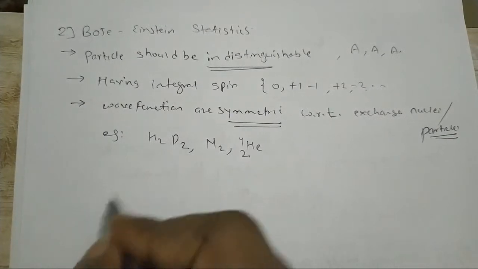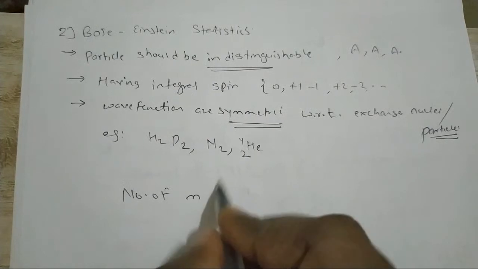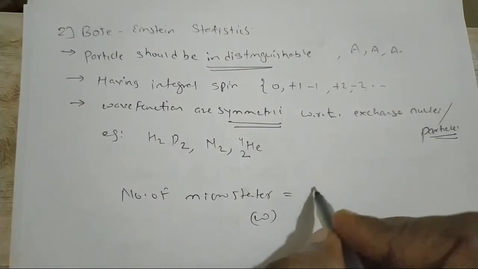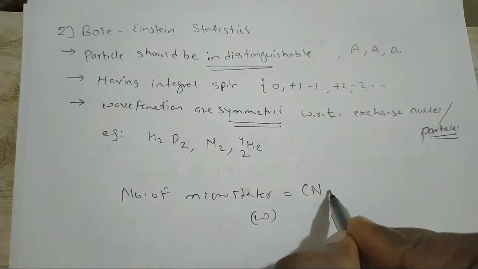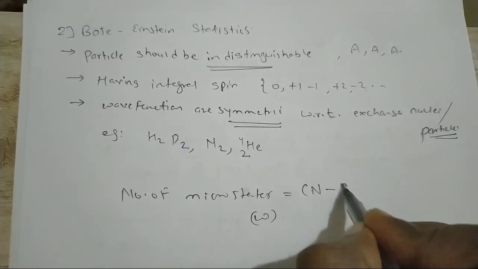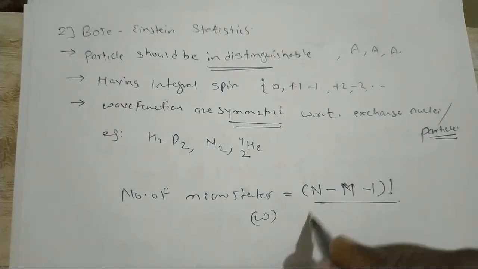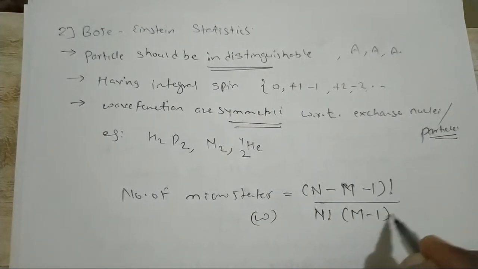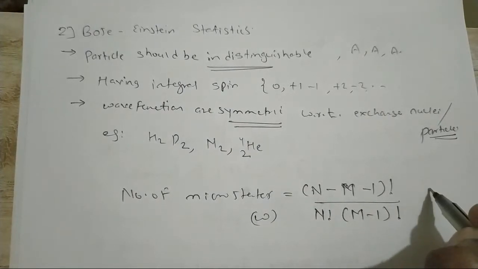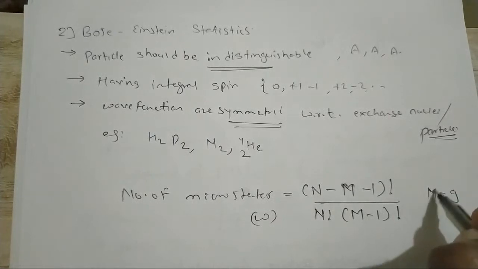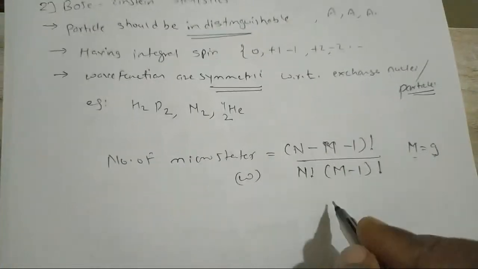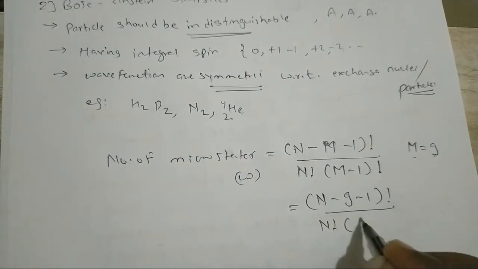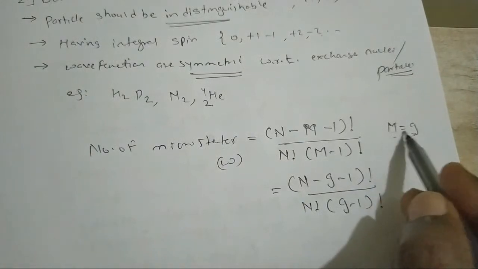Here we calculate the number of microstates. The formula is W equal to (n minus m minus 1) factorial upon n factorial (m minus 1) factorial. Sometimes instead of m we write g, so both are the same. Somewhere you will see this formula as (n minus g minus 1) factorial upon n factorial (g minus 1) factorial, so m is equal to g.